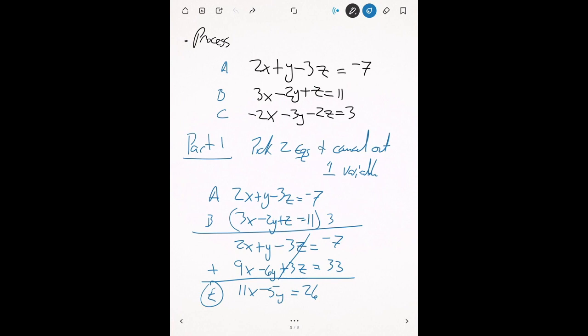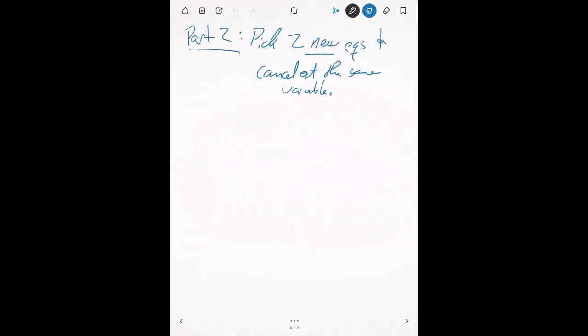All right, well, I already used A and B, so why don't I use B and C? That seems like it should be fairly easy. So I'm going to use equation B, which is 3x minus 2y plus z equals 11. And I'm going to use C, which is negative 2x minus 3y minus 2z equals 3.